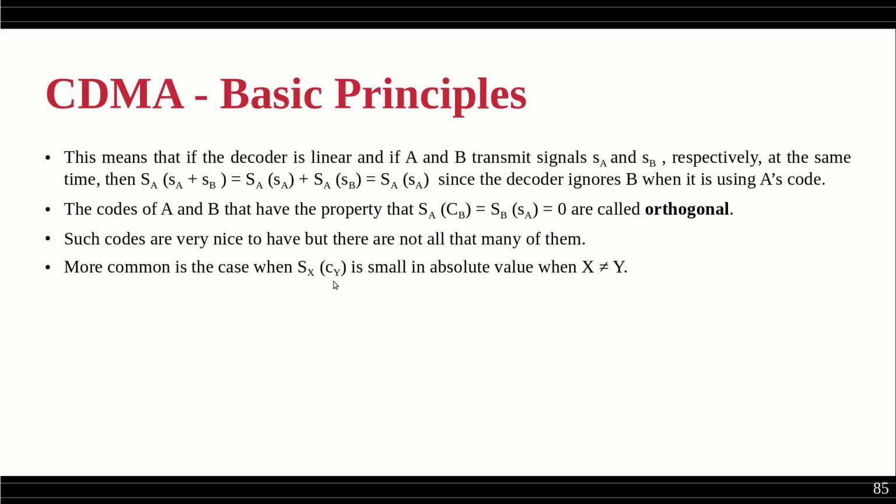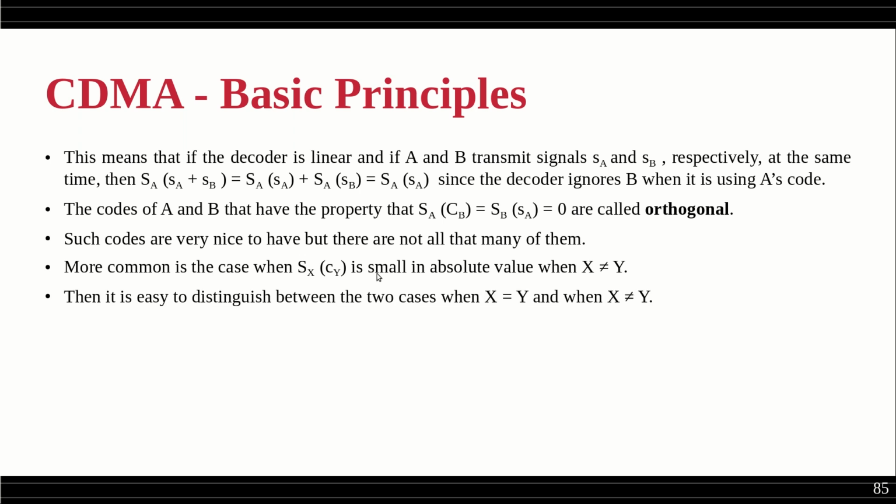As an alternative, the common strategy we use is this: when you are decoding Y's data using X's chipping code, even though you are not getting 0, a small absolute value is fine. Instead of 0, if you get 1 or minus 1, it is fine. 2 or minus 2 is fine, because in the actual case you get something like 6 and minus 6. So a very small absolute value is acceptable when X and Y are not equal, and the receiver is trying to decode using someone else's chipping code. Then it is easy to distinguish whether X equals Y or X does not equal Y.